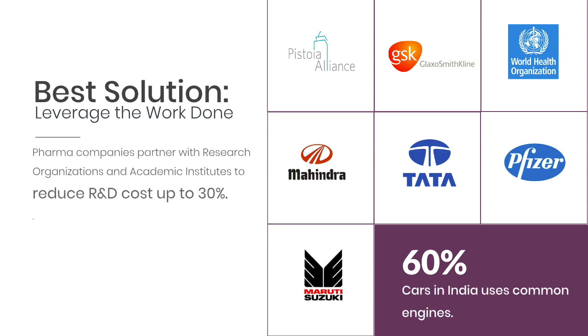Now, what can be the solution for this? The best solution is to leverage the work which is already being done, right? Using that philosophy, 60% of the cars in India use common engines or a common platform to be built upon, right? Because it saves a lot of money compared to building any product from scratch. They can reuse the components.